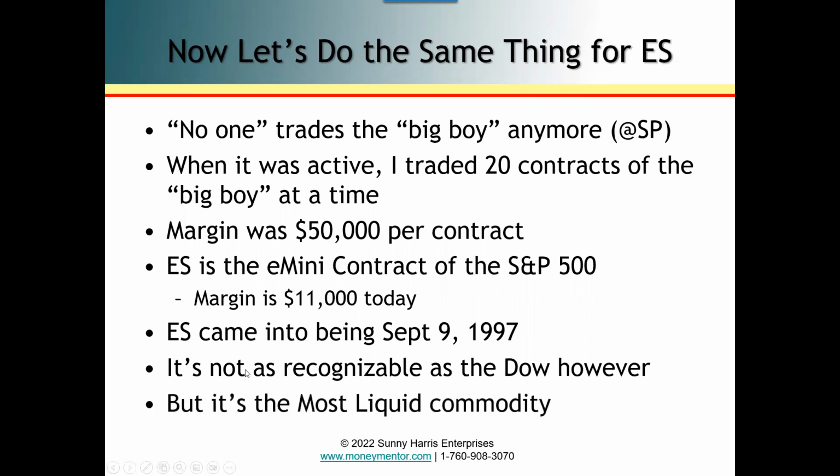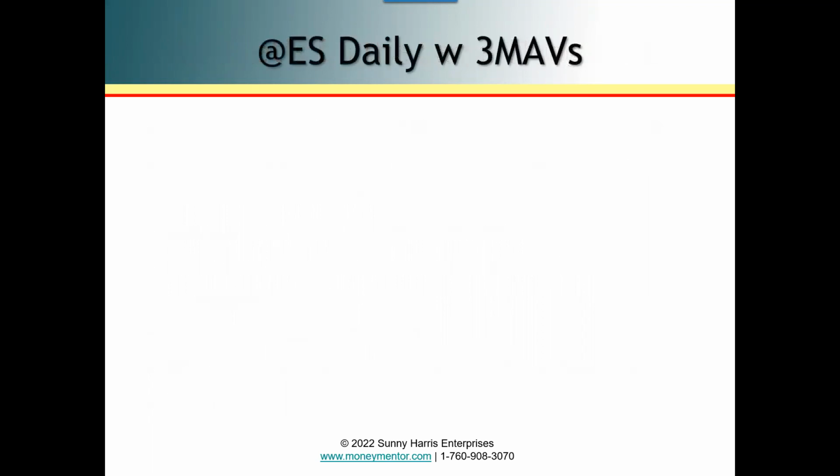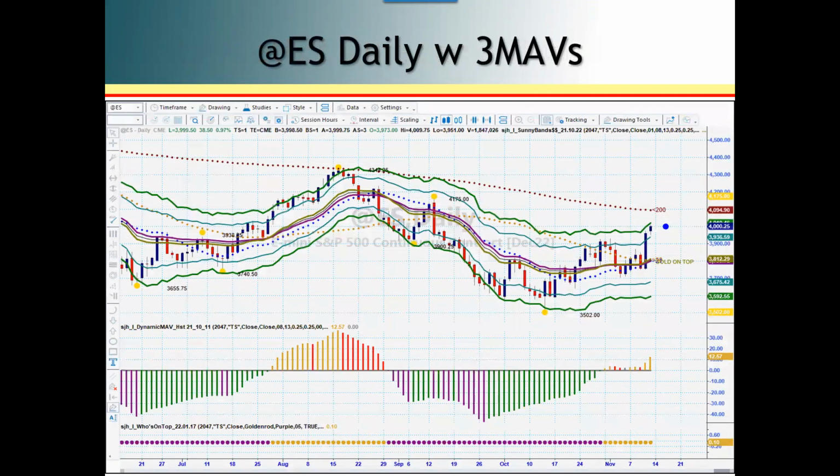But the ES is the most liquid commodity. Don't buy something you can't sell. So don't buy penny stocks that have hardly any liquidity. You have to find a buyer if you're going to short them, or you have to find a seller if you're going to get out of a long position.